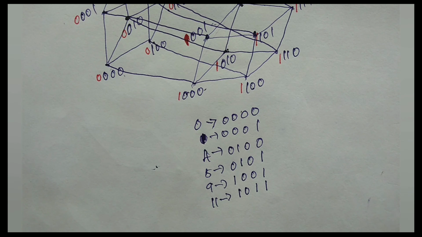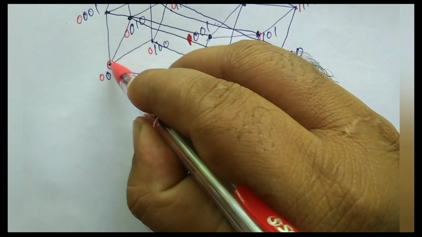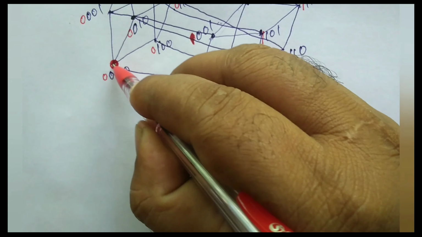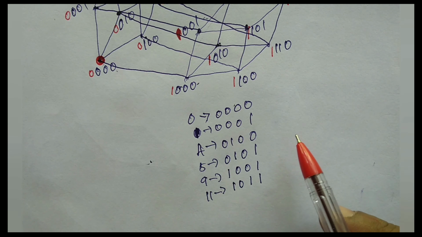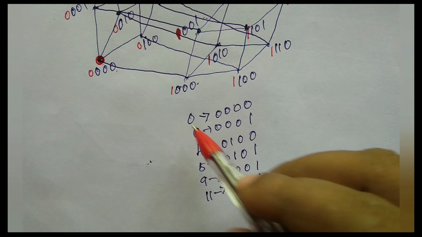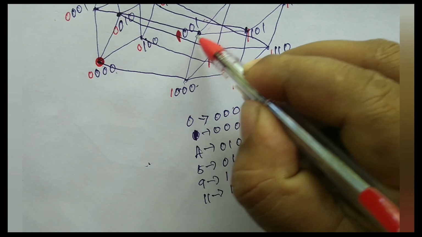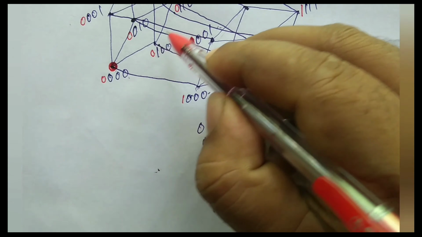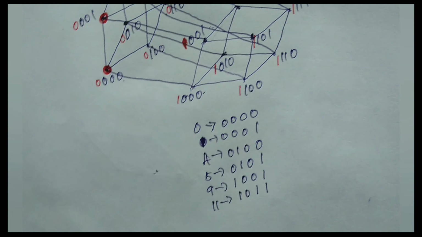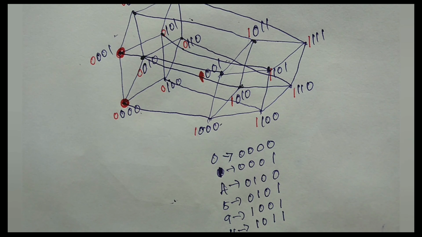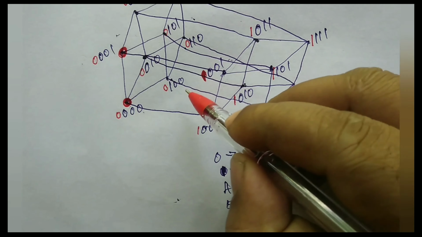Okay, now mark this one. So the first one, 0, 0, 0, that is this point. Second, 0, 0, 1, that is this one. Now 0, 1, 0, 0.